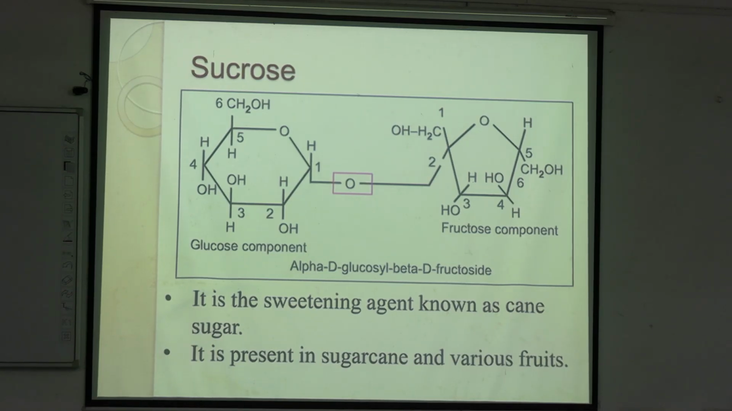How? Generally we see carbon 1 on the right hand side, but here, as the bond is formed between carbon 1 of glucose and carbon 2 of fructose, they are facing each other. Here it is a fructofuranose structure. The anomeric carbon is carbon 2, so carbon 1 of glucose and carbon 2 of fructose make the glycosidic bond. Both are in alpha anomeric form.